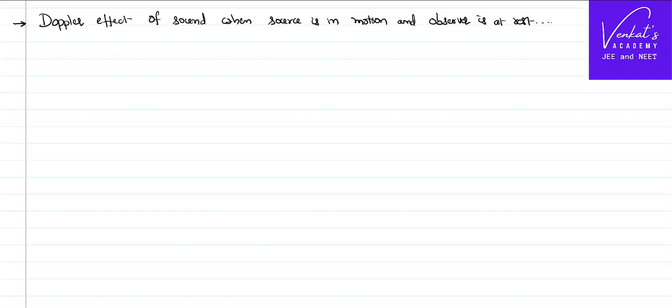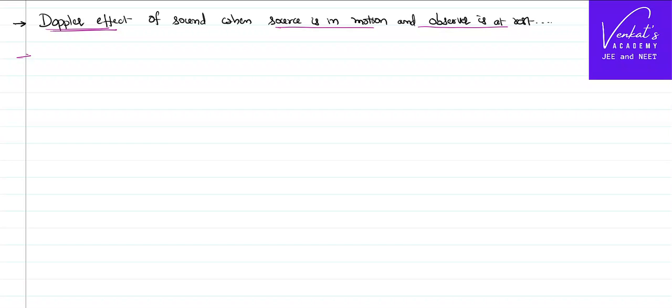Here in this video, we would like to derive an equation for the apparent frequency of Doppler effect when a source is in motion and observer is in the state of rest. Before going to that, let me first explain what the definition of a Doppler effect is.